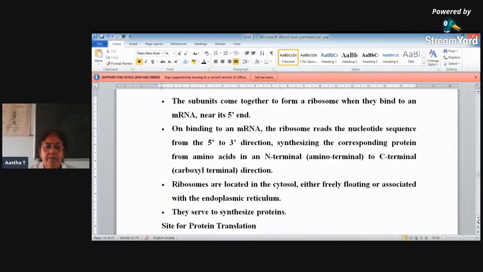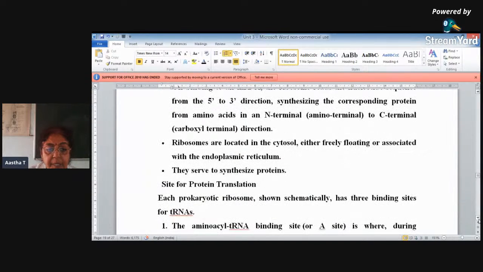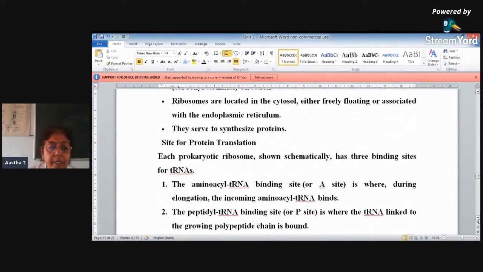They are freely floating in the cytoplasm or they may be halting or attached to the endoplasmic reticulum. They are the main sites for protein translation. Each prokaryotic ribosome has three binding sites.